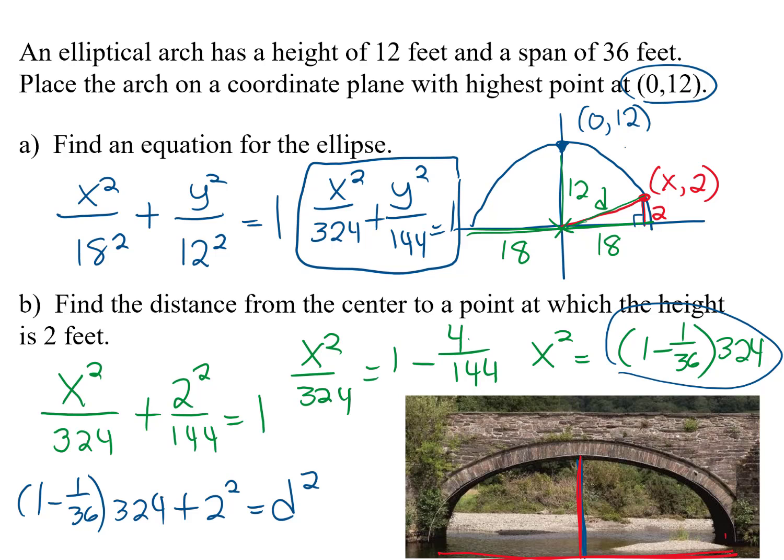So to find the distance, I would need to square root both sides. I could square root here and get d, and square root that. So I'm going to put that in the calculator, and I'm going to round this to 2 decimal places. When I put this in the calculator, it looks like d is going to be 17.86, and the units are feet.